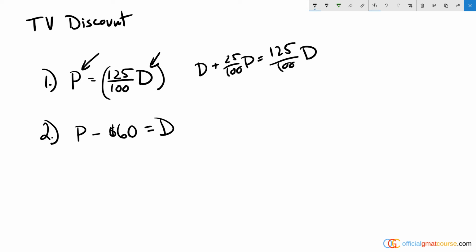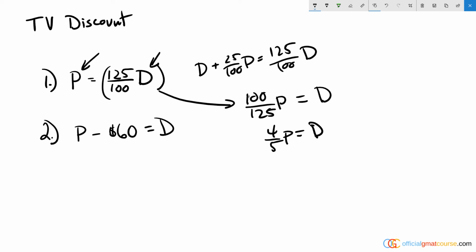Now, if you imagine working with this, could we define D in terms of P? So if we multiply both sides by 100 over 125, we'll get 100 over 125 P equals D, because it will cancel out the 125 over 100 on the right-hand side. And that reduces to 4/5 P equals D, and 4/5 is equal to 80%. So 80% of P equals D, which means we dropped by 20%, and that was our discount.